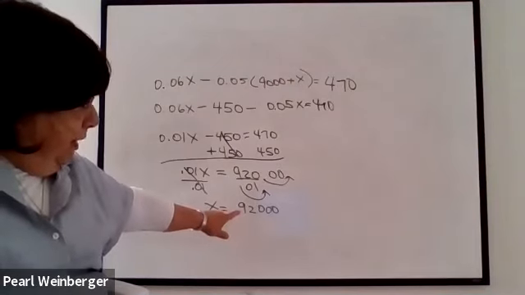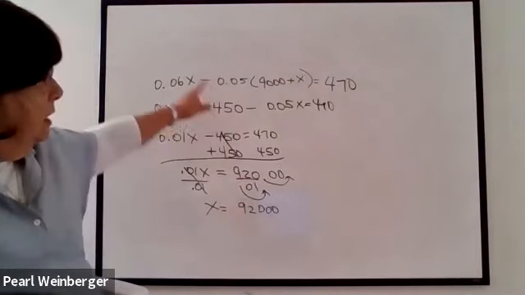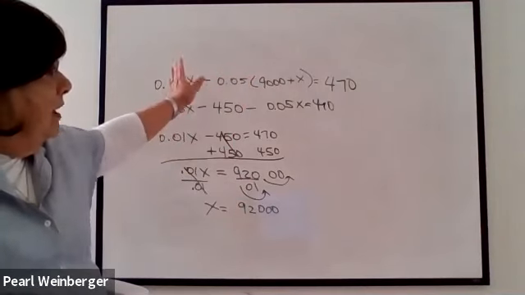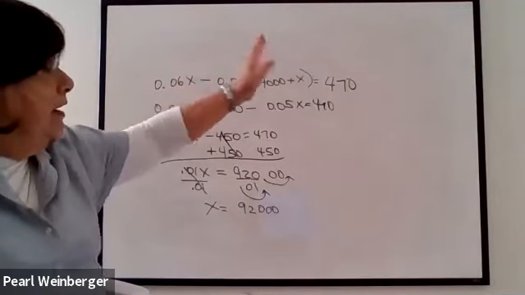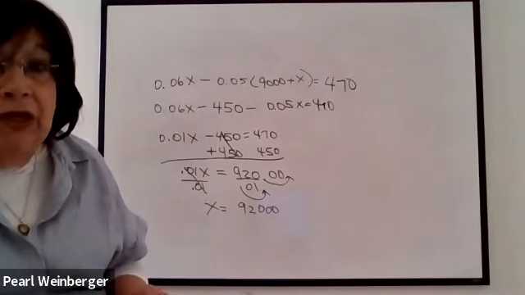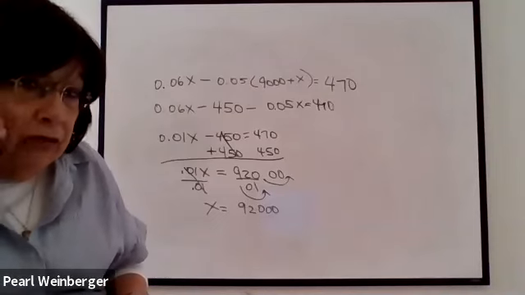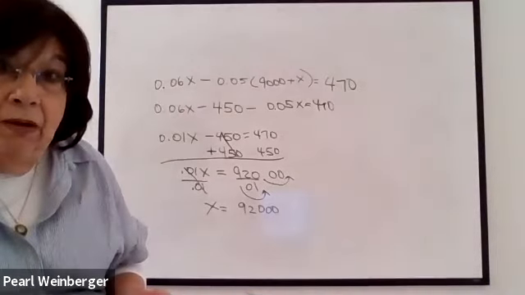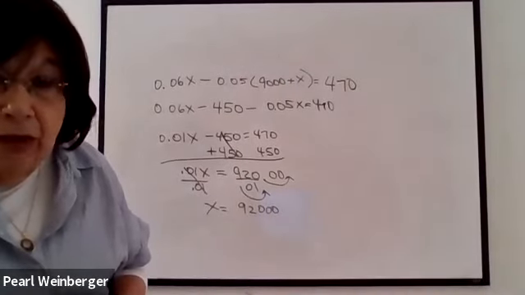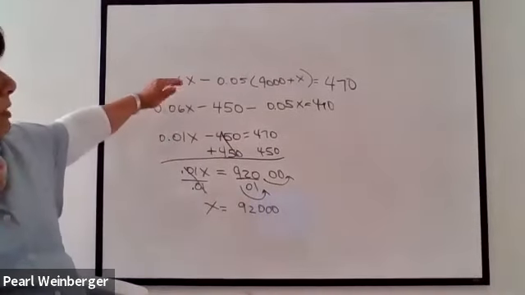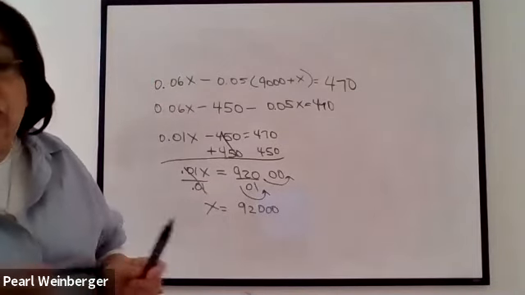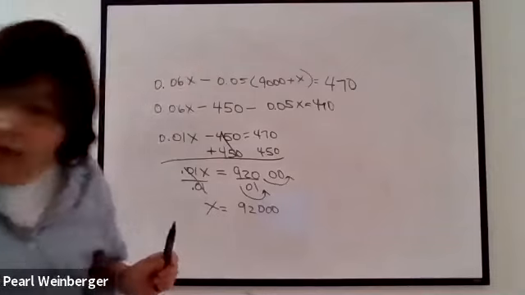In other words, when x is 92,000, if I put it into the place wherever I have x, I'd get 470 on this side and 470 on that side. The solving of an equation is really answering the question, what value of x should I take in order to make the original statement that I said a true statement? Let's look at what inequalities look like.